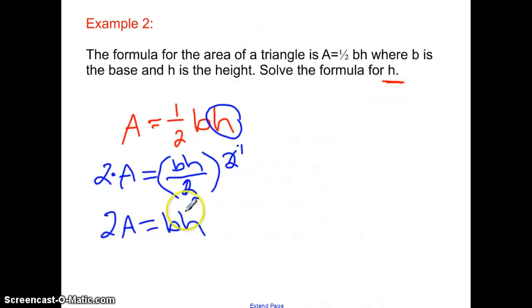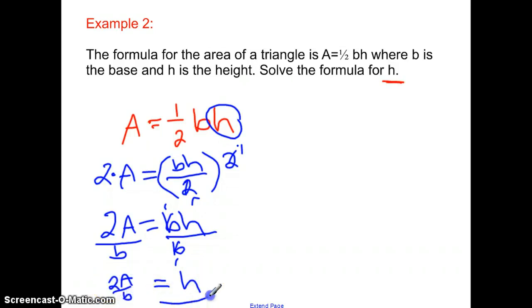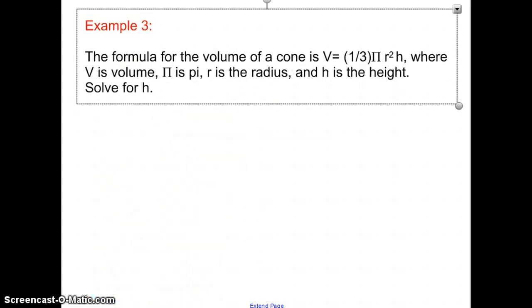Well, we still want to get h by itself, so here's h. It's being multiplied by b. To undo that, we've got to divide by b. What you do to one side, you've got to do to the other. So here the b's simplify to 1, b divided by b is 1. So now the h, or height, is by itself, and we've got 2a over the base. We've reworked the equation. All right, let's look at the next example.